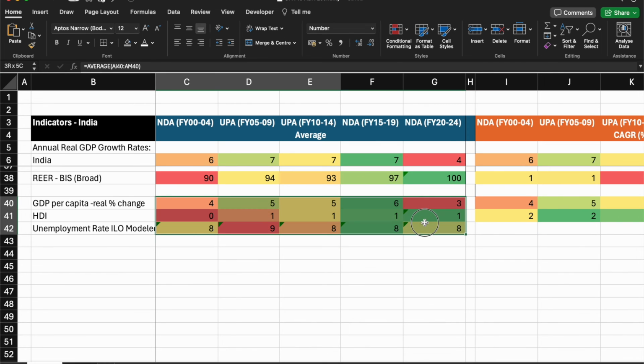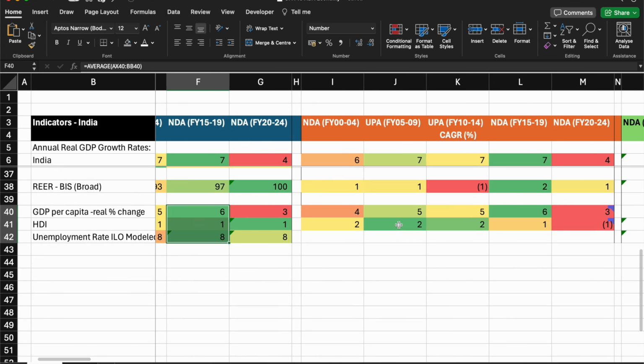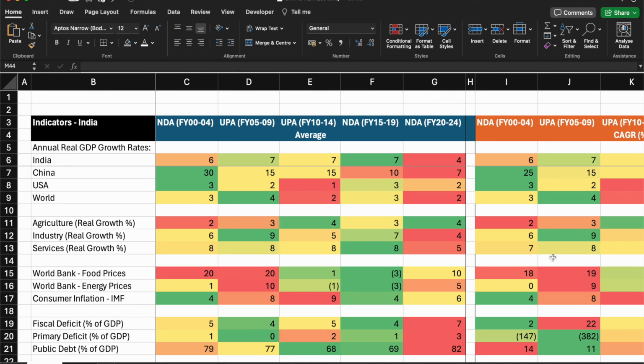The last points are HDI, unemployment, and all those things, and we have seen improvement during the Modi government. People say that HDI does not improve a lot during the Modi government, but on average we are seeing good improvement. The only problem is the last 2-3 years after COVID, where the HDI has fallen, and the GDP per capita growth rate has also fallen. So that's the overall analysis.